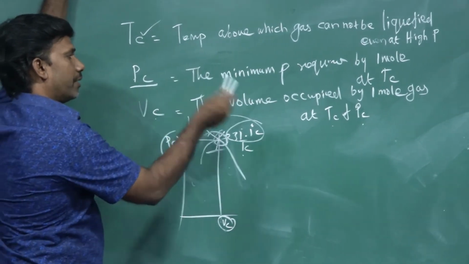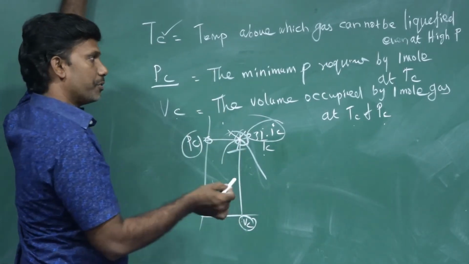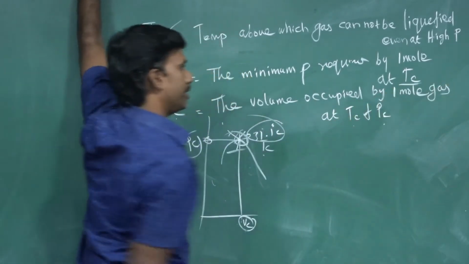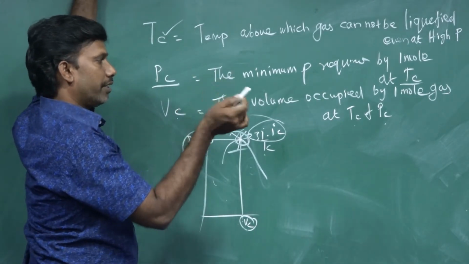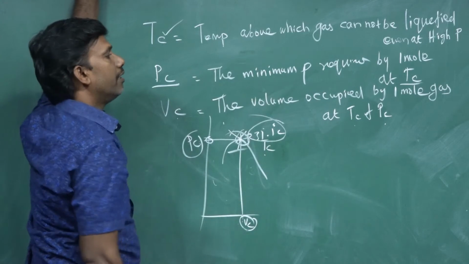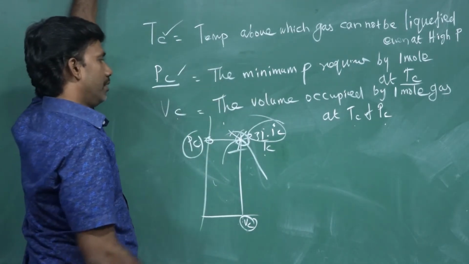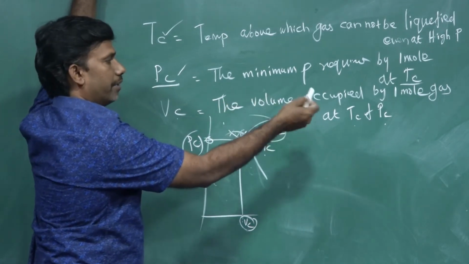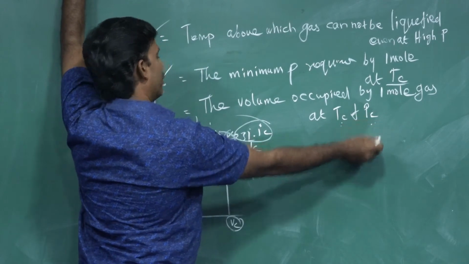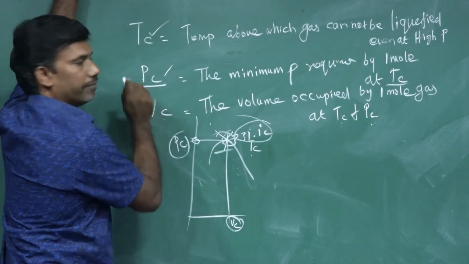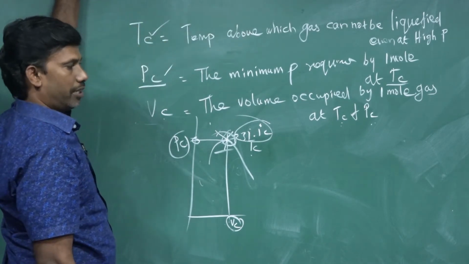The minimum pressure required to liquefy 1 mole of gas at the critical temperature is called the critical pressure, Pc. The conditions should be mentioned: at the critical temperature. The volume occupied by 1 mole of gas at the critical temperature and critical pressure is called the critical volume. Okay, this is the output of the Andrews isotherm.